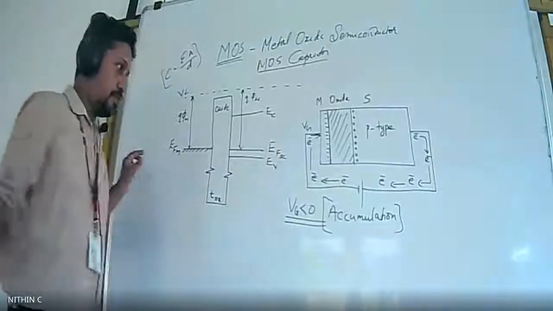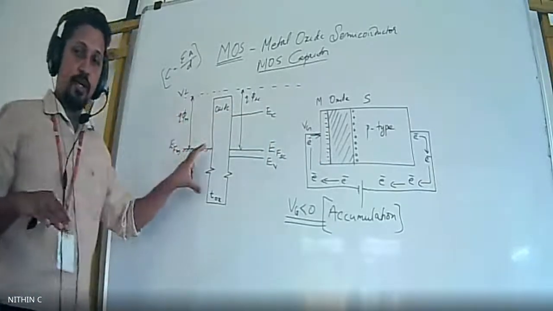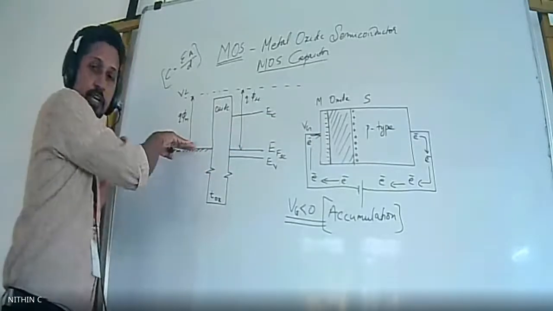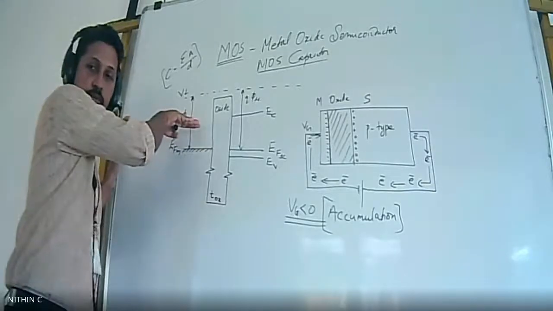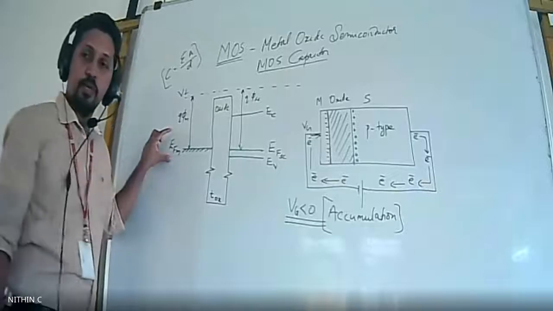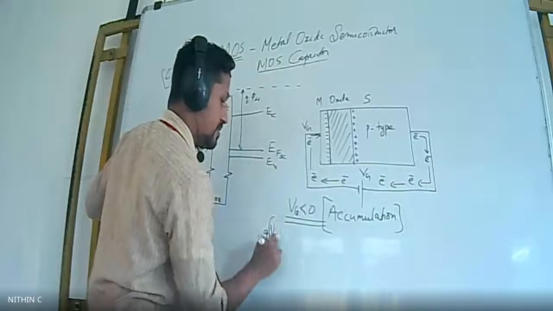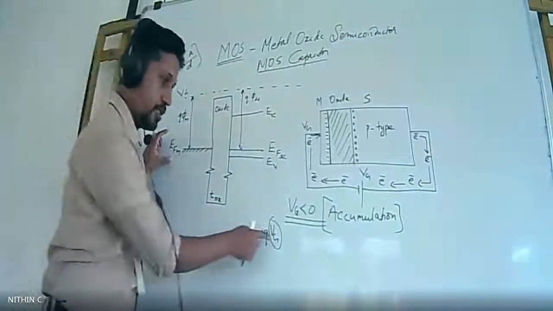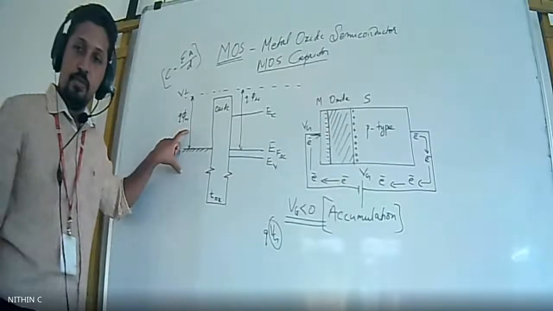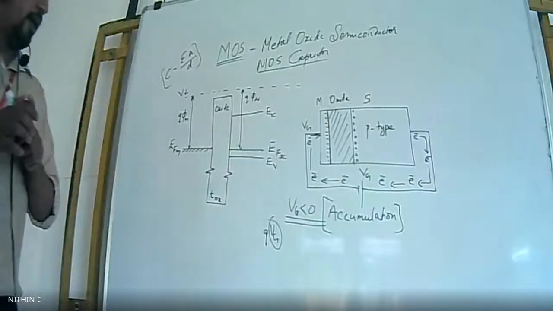On the metal side, the electron energy increases. What we draw in the energy band diagram is the electron energy. So it's clear that the EFM level has been raised. It is raised by the extra energy acquired, which is Q into VG, where VG is the applied potential. That is what happens in the accumulation mode, which we will draw and discuss in the next class.